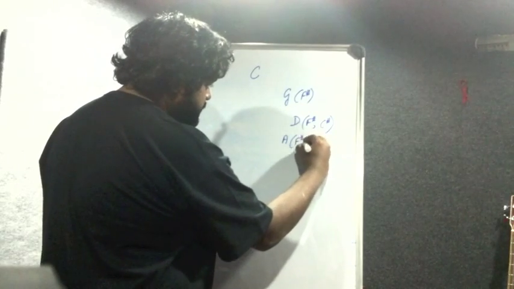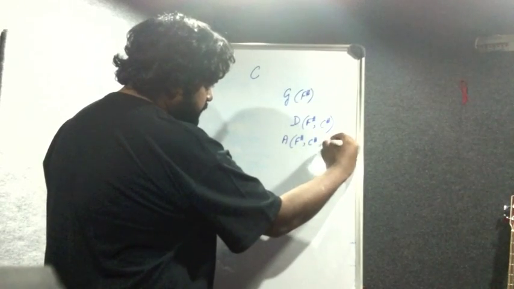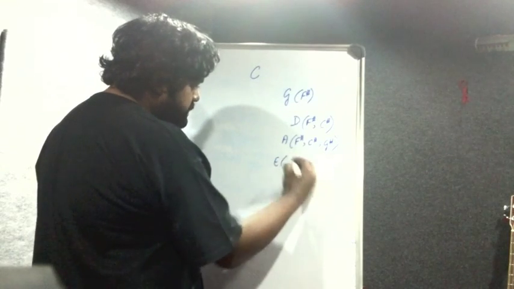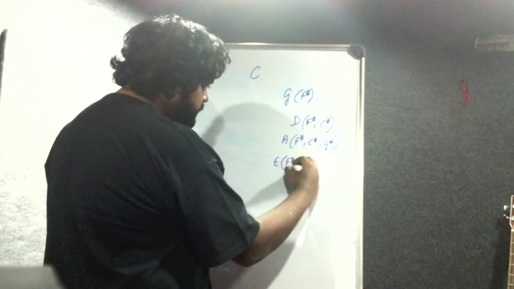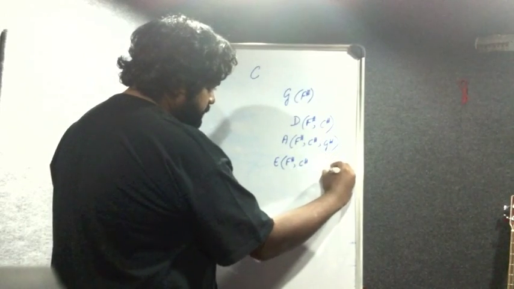So we have A major, which has F sharp, C sharp, and G sharp, and then right after A major you have E major, which has F sharp, C sharp, G sharp, and D sharp.